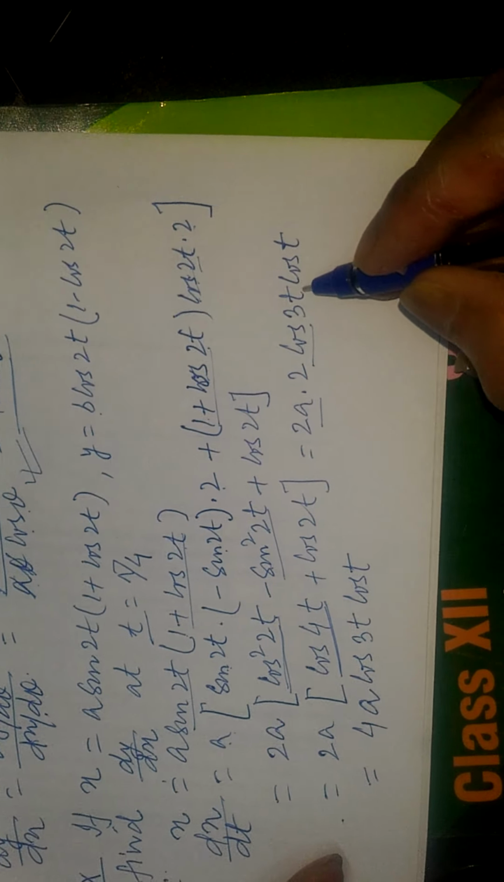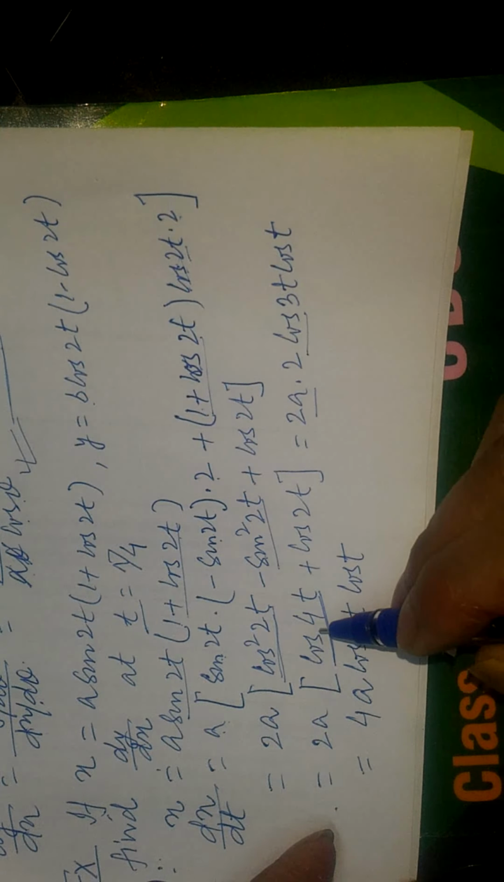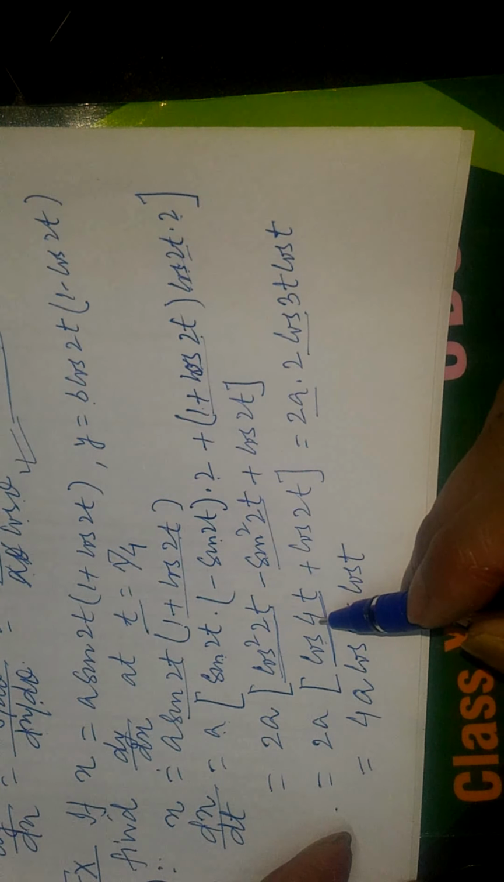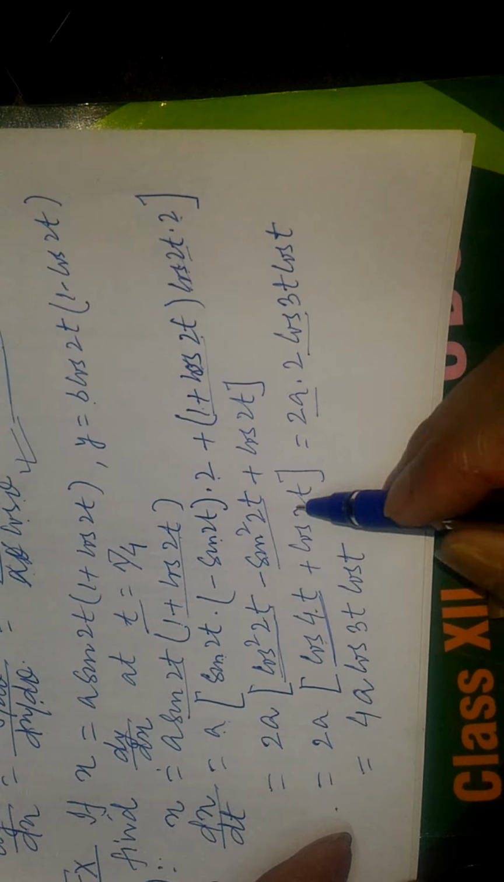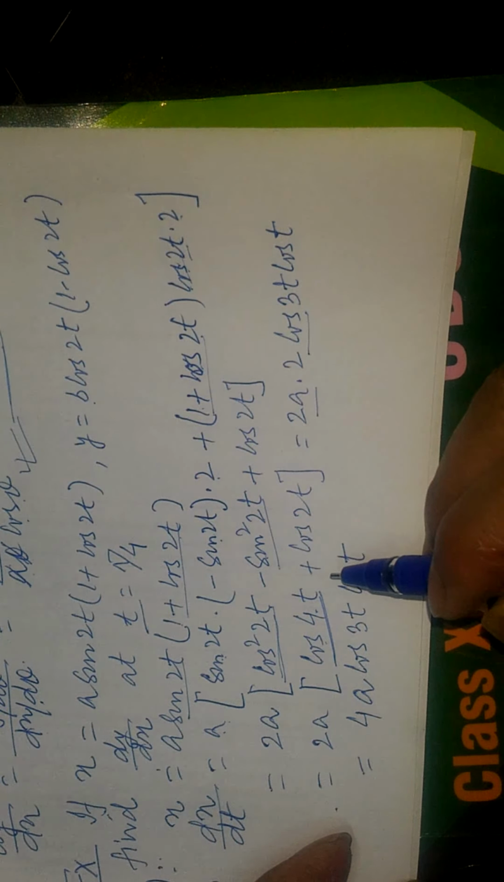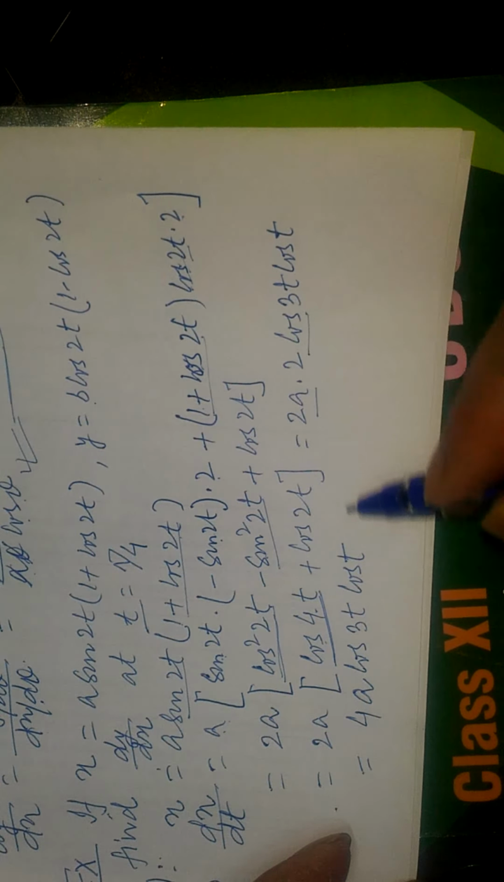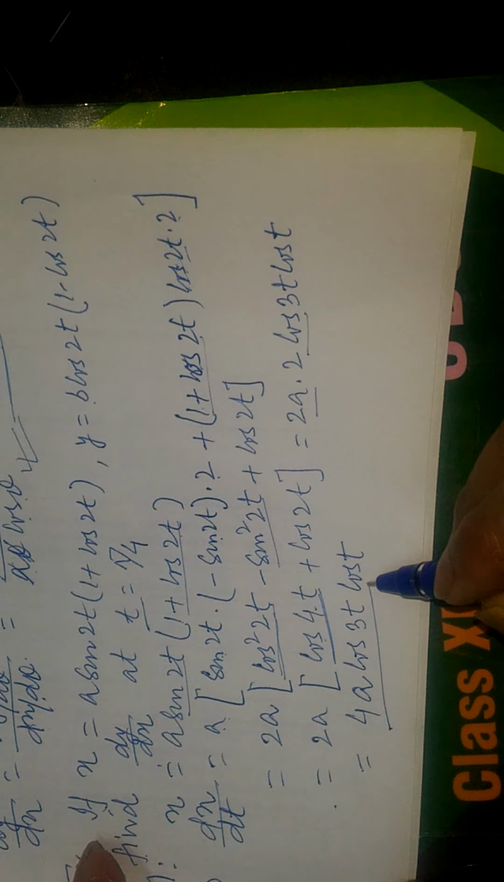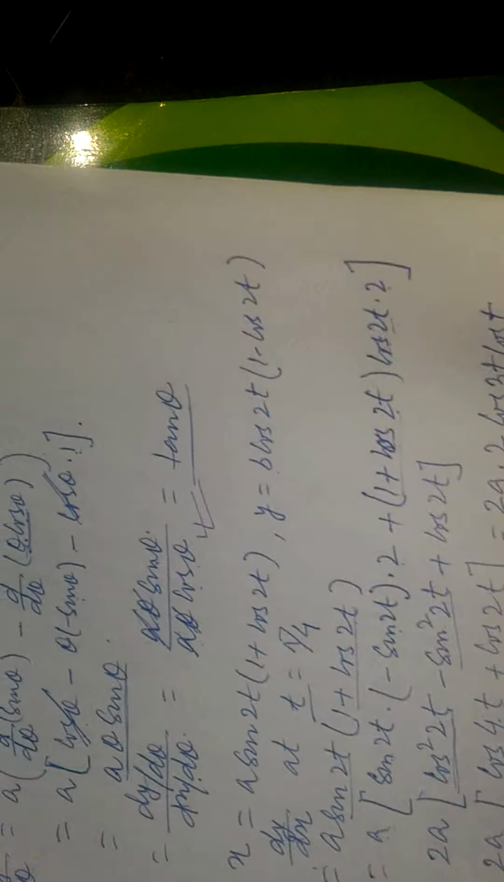So you can write this now as cos 4t plus cos 2t. What is it? You can apply that rule: 2 cos of (c plus d) by 2 and cos of (c minus d) by 2. So it gives you this. So finally you are finding dy by dt as 4a cos 3t cos t.